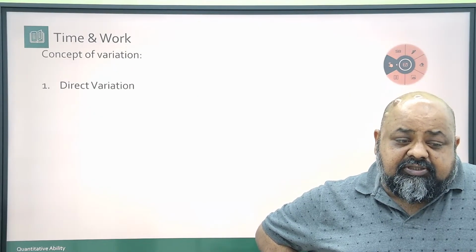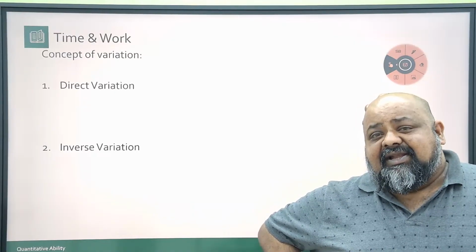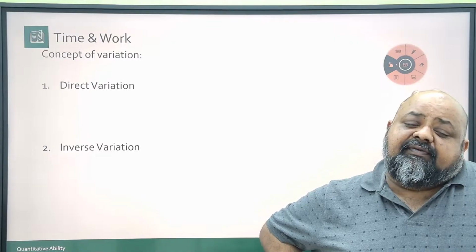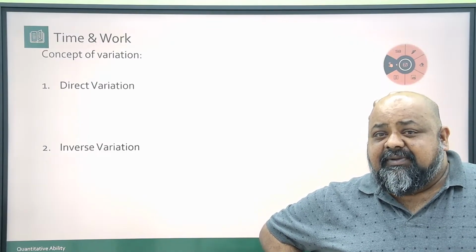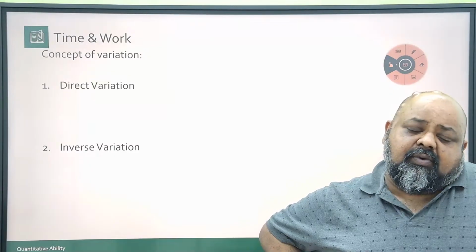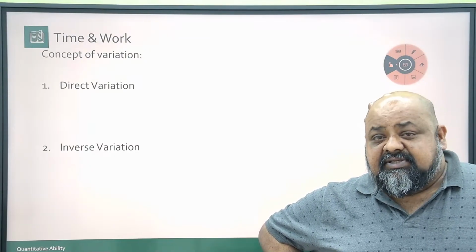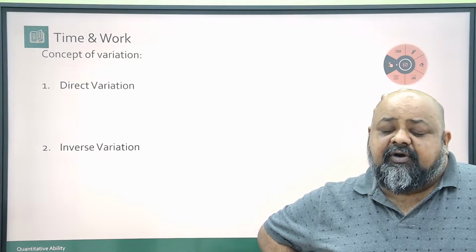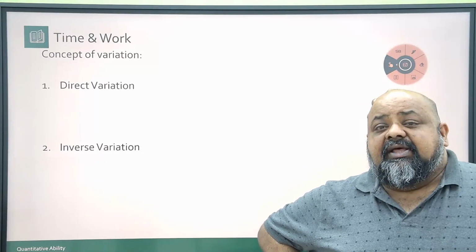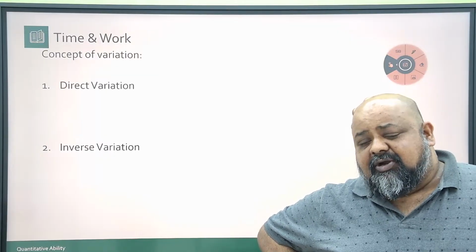We also talked about the concept of variations, direct variation, inverse variation. Two quantities are directly varying if one increases, the other also increases. Distance and speed will be those two kinds of quantities. Inverse variation was when one increases, the other decreases. For a given distance, speed and time. So for direct variation, the ratio of the two quantities is same. For inverse variation, the product of the two quantities is same.